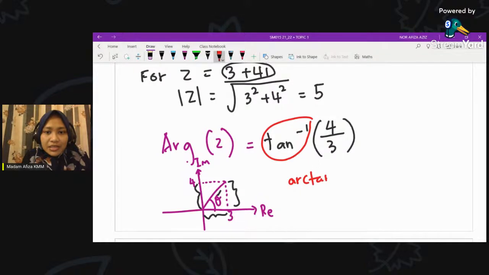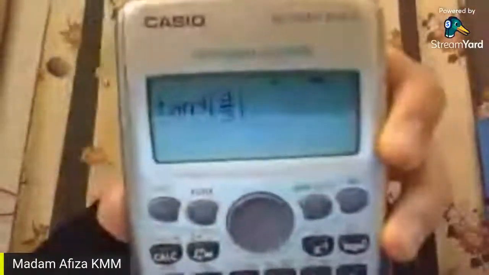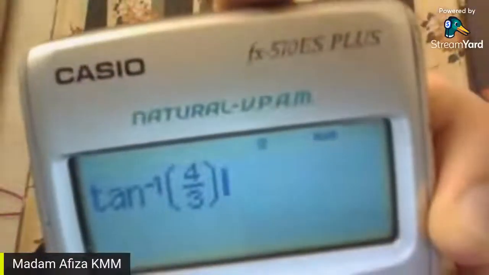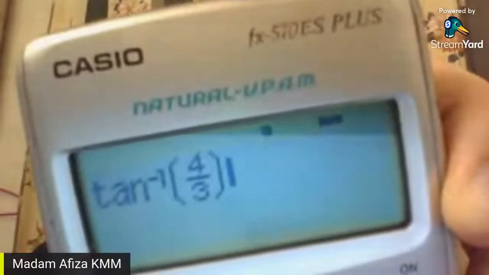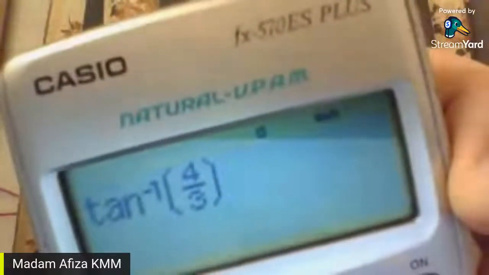Arc tangent kita panggil. So kena tekan calculator, kena tekan dekat shift. Okay, lepas tu baru tekan tangent. And then baru masukkan 4 over 3. Okay. Arc tangent 4 over 3. Memang tak pastilah awak boleh nampak ke tak, tapi Madam nak tunjuk juga. Nampak tak? Bila calculator ni best sebab dia jadi pecahan dia macam tu. Okay. Arc tangent. Tekan shift dulu baru tangent. And then 4 over 3.